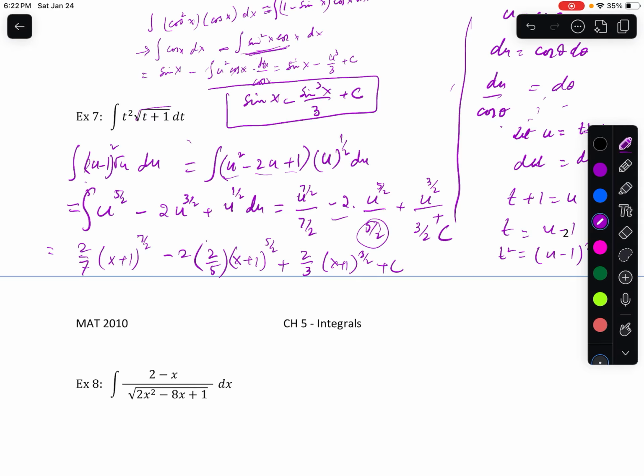Now I need to simplify this further. So the final answer will be 2 over 7 (x plus 1) whole to the 7 over 2 minus 4 over 5 (x plus 1) raised to 5 halves plus 2 over 3 (x plus 1) raised to 3 halves, and the plus c.